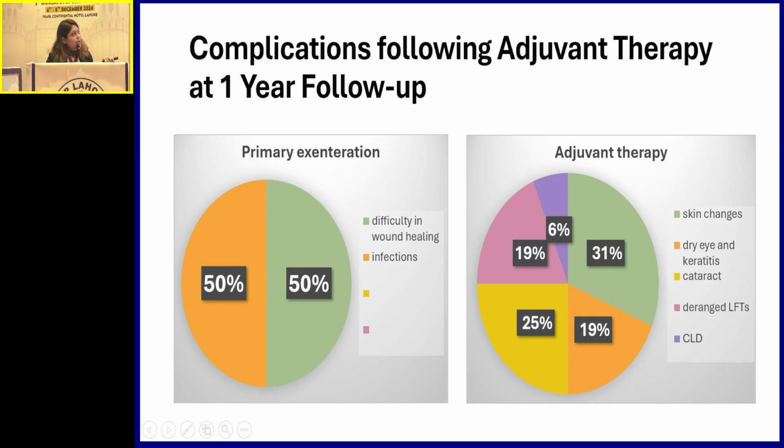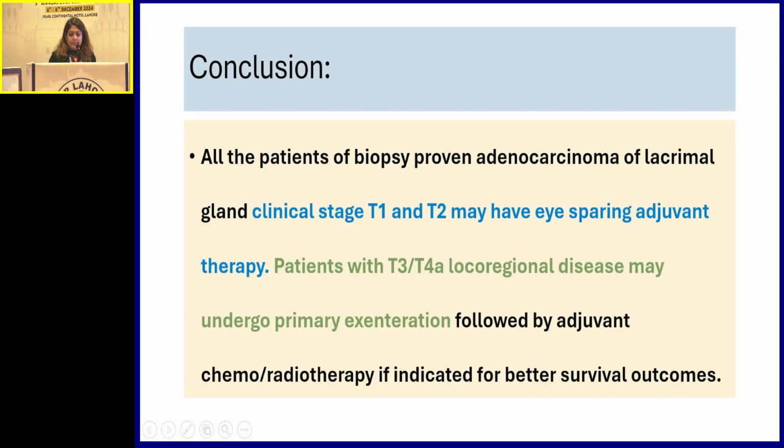In the adjuvant therapy group, because patients underwent radiotherapy, they had skin changes, dry eye, keratitis, and cataract, and one patient had to undergo chemotherapy after the radiotherapy by the oncology department. She reported deranged LFTs and chronic liver disease. And sadly, this was a very young patient, a 40-year-old female.